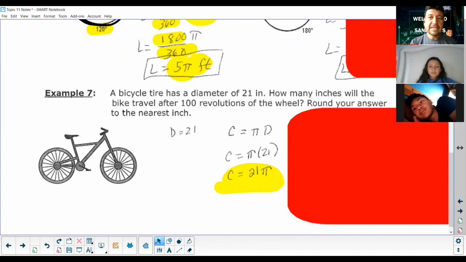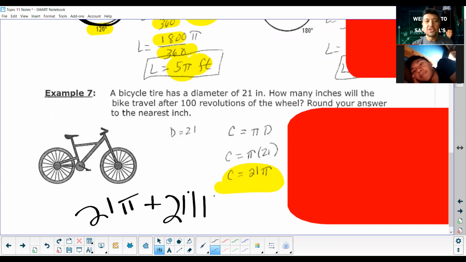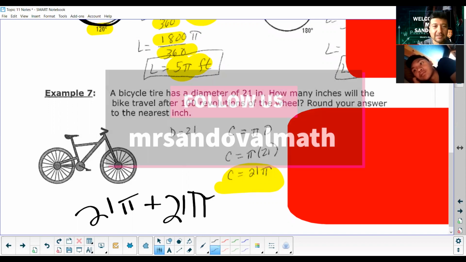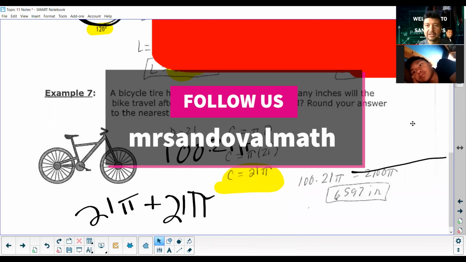Okay. If you had to explain it to Celeste, what would you tell her? That I think I'll just overcomplicate it. Well, you just say that one wheel turn is 21 pi, right? And if I do two wheel turns, that's 2 times 21 pi. You would need a total of 100 of these, basically. So it's easier to just do 100 times 21 pi. And that's exactly what we do over here, where this is 100 times 21 pi.